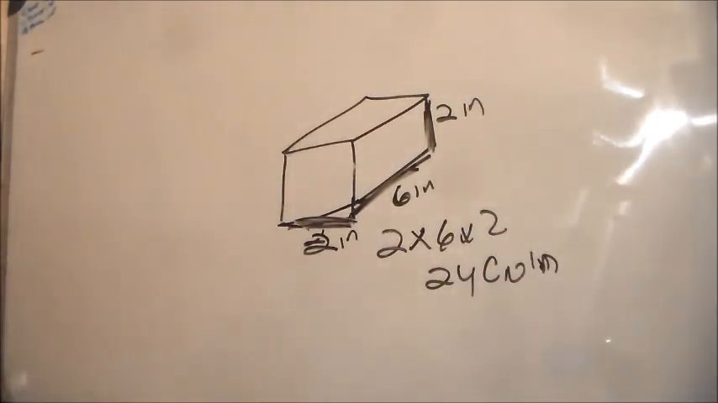So, that's pretty much it. We covered area, perimeter, circumference, volume, surface area.